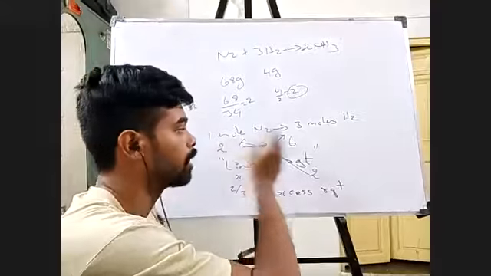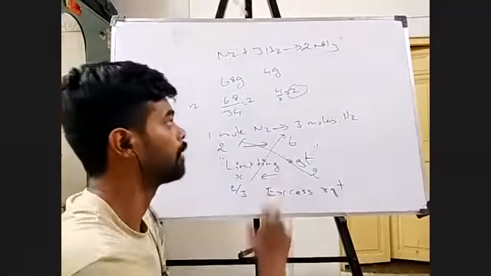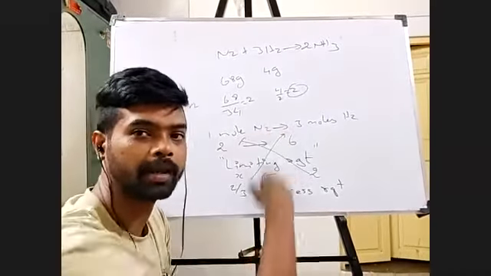2 moles of N2 I have. So how many moles of H2 is required? 6 moles of H2 is required. But how many moles of H2 do I have? I have only 2 moles. So that is my limiting reagent.